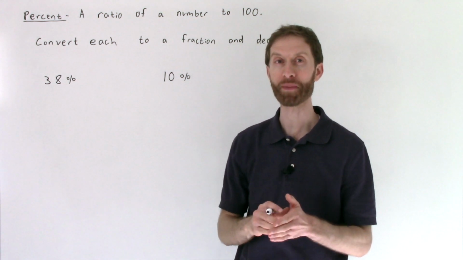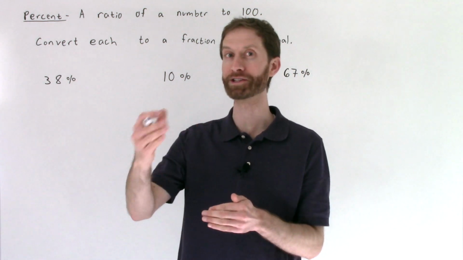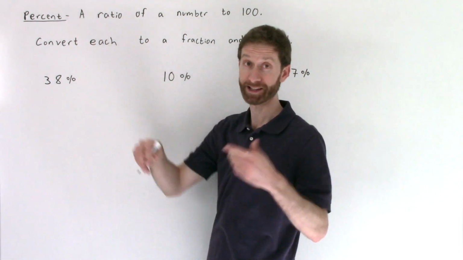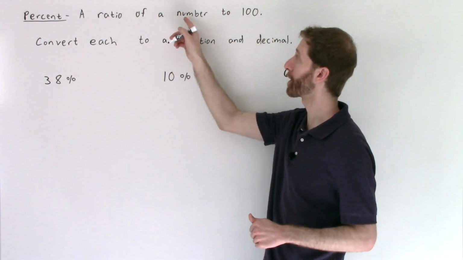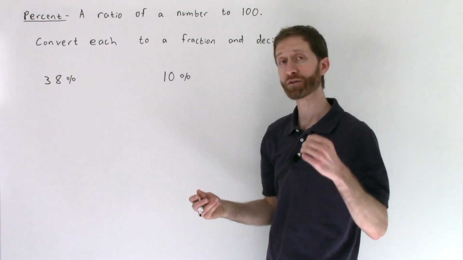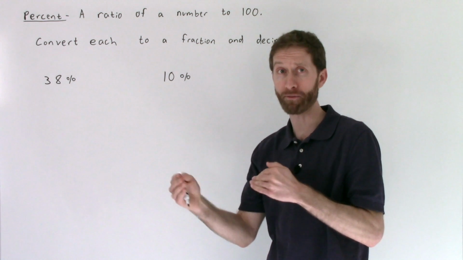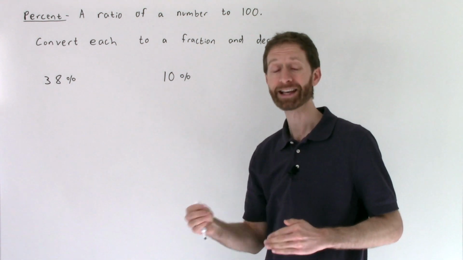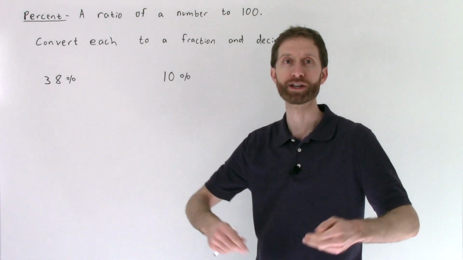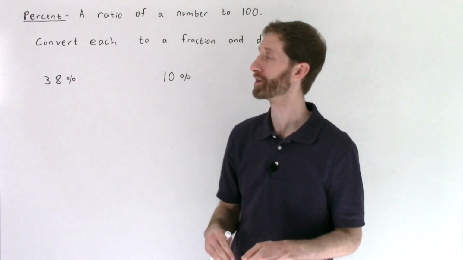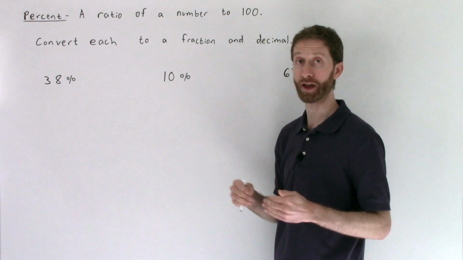Are you ready to talk about percents and how they can convert to decimals and fractions? I am. Let's do it. Percent, the definition of it, is a ratio of a number to 100. And if you look at the actual word percent, per is for every or out of, and cent literally is 100. Centimeter, right? Or century, 100 years. So we're looking at numbers out of 100.